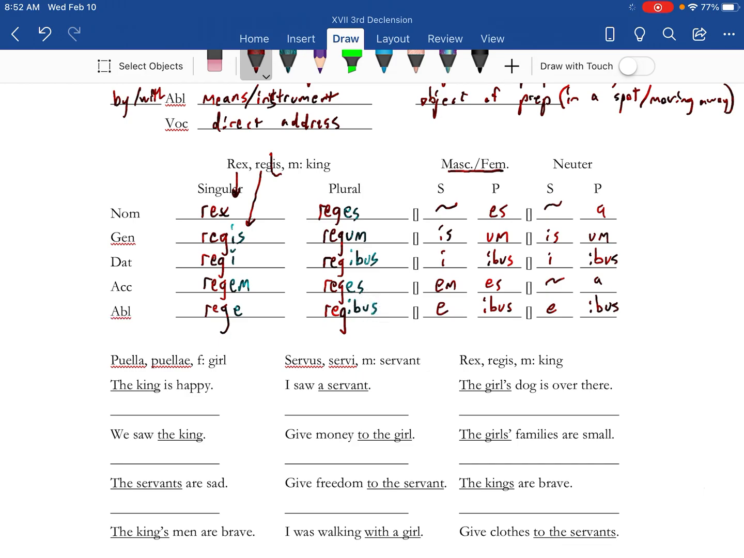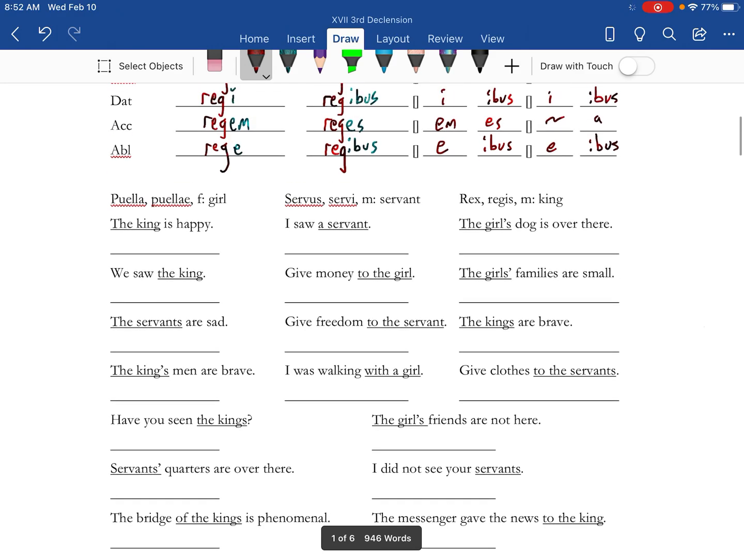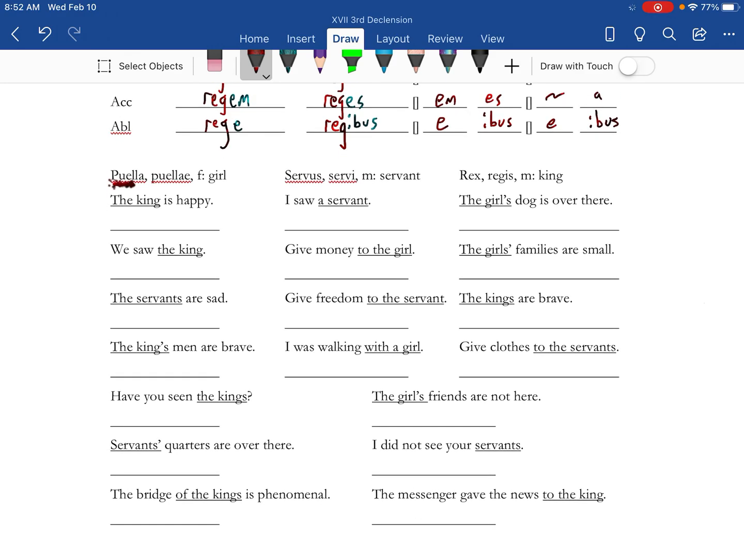All right. So we're going to use those endings. These are the words we've got for us to use down below. The king is happy. Nominative singular. Rex. I saw the servant. Accusative singular. Now we've got to figure out what to do with the US to make it accusative singular. We're going to make it a UM.